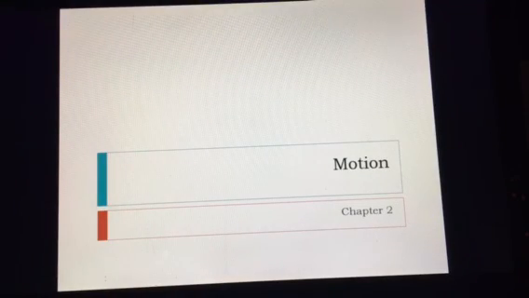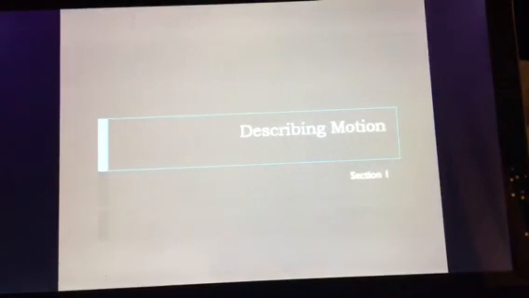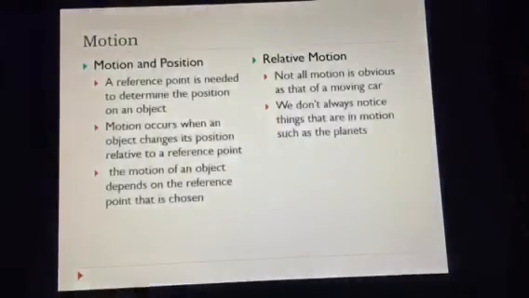Okay guys, we're going to talk about chapter 2. Chapter 2 is going to be talking about motion. And when we start talking about motion, we can talk about some differences like how far we've traveled, how far we traveled from our starting point, how fast we're going, our acceleration, and then we're going to talk about Newton's first law. So there's some main things we're going to talk about in this section. But section 1 we're going to describe motion and work on that one.